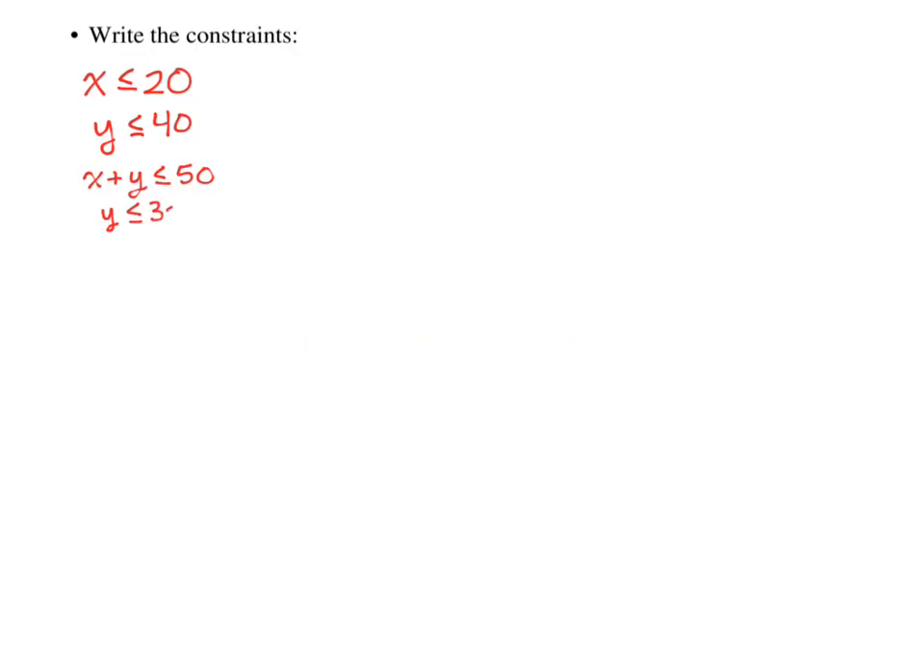Also, the number of oatmeal brownie cookies, what's the phrase? The number of oatmeal brownie cookies will be no more than 3 times the number of chocolate chip cookies. So, number of oatmeal brownies, y, no more than, which means less than or equal to, 3 times chocolate chip cookies. Okay, those are the constraints that are written down in the problem.